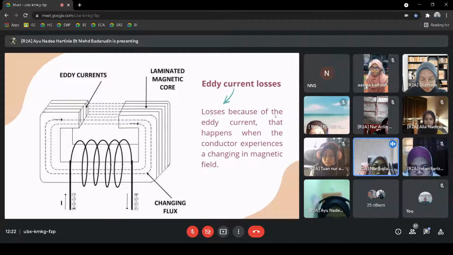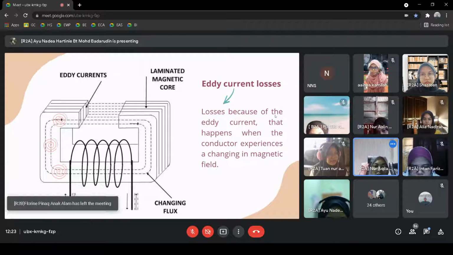But this current does not contribute anything toward the output power, and it produces a loss that dissipates in the form of heat energy. This kind of power loss is called eddy current loss. So briefly, eddy current loss is power loss that exists because of the eddy current that happens when the material experiences a changing magnetic field.